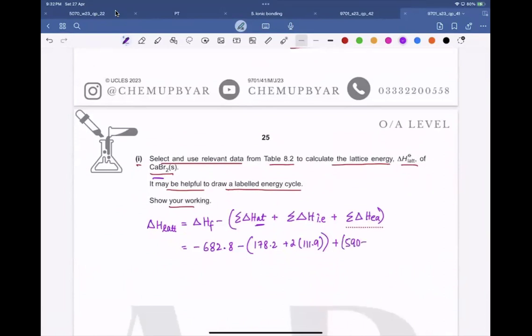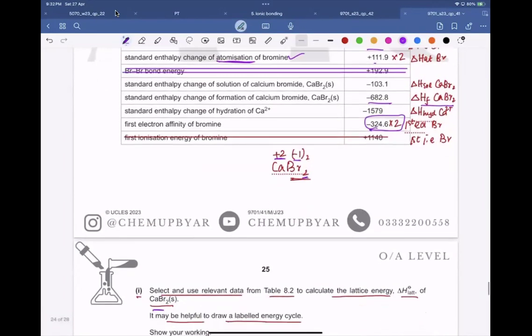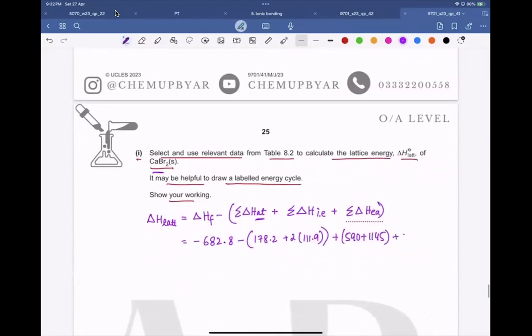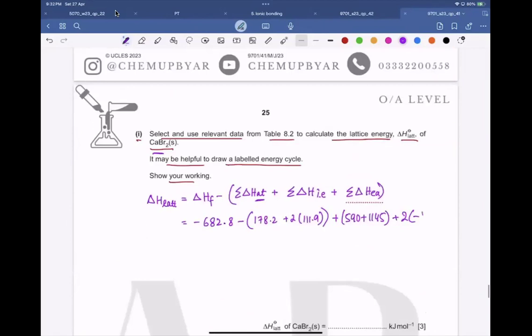So 590 plus 1145. And then the electron affinities. Bromine is -1. So only first electron affinity, but there are 2 moles. So that's why you have to make it twice as well. So then plus 2 times minus 324.6. So now you got the values in the expression. Now you will solve it and you will get the answer.